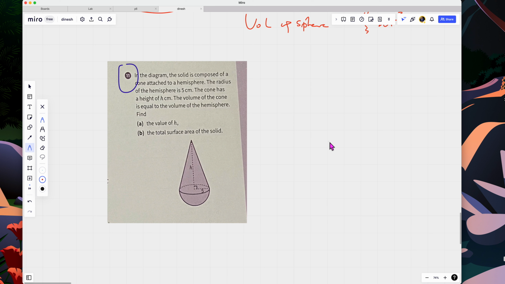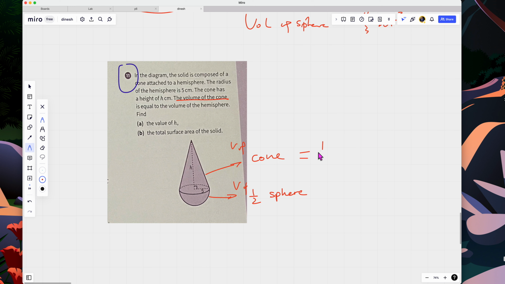If the approach is correct, I think your result should be correct. So basically this figure is composed of a cone and a half sphere, right? And they call it the hemisphere, right? Okay, so they say the cone has a height of h, which is here, and the volume of the cone is equal to V of half of the sphere.